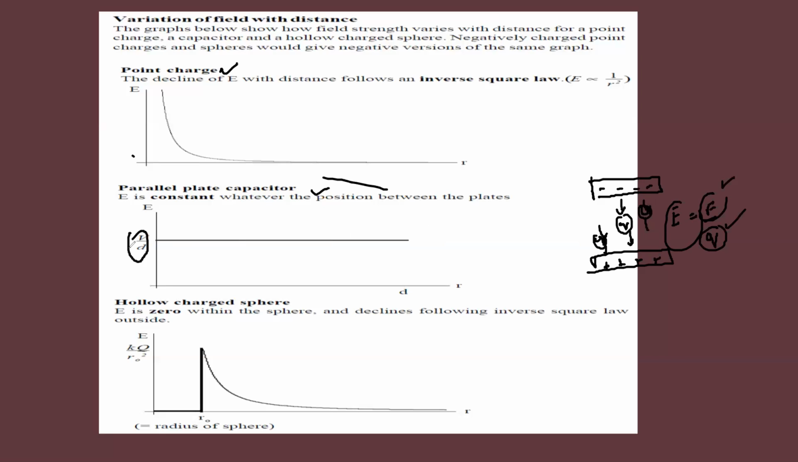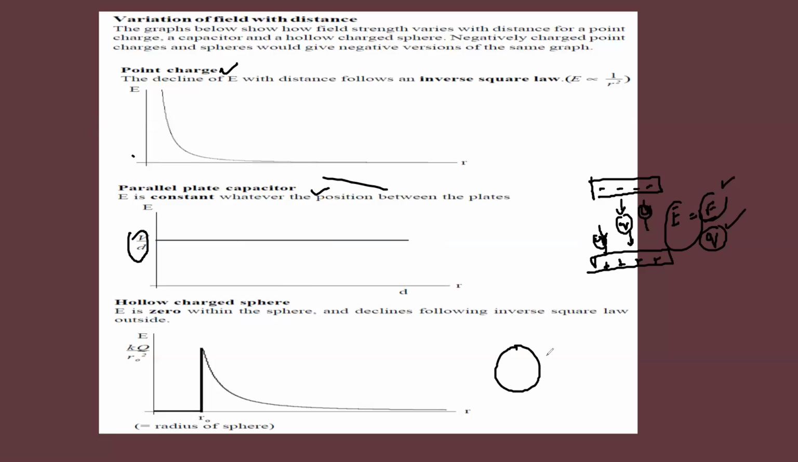And E also has a formula V over D. So we can also say V over D will not change. Is it clear, the second graph for a parallel plate? Yes, sir.